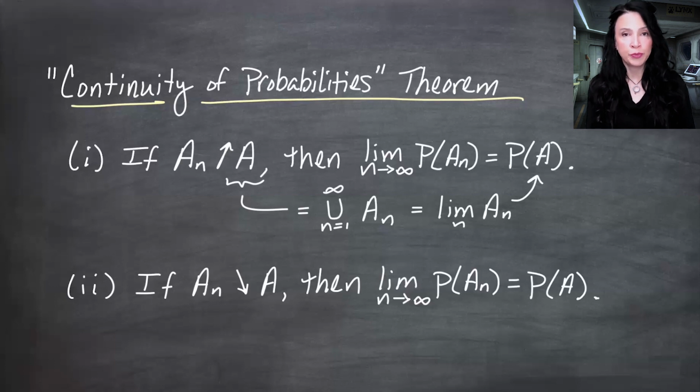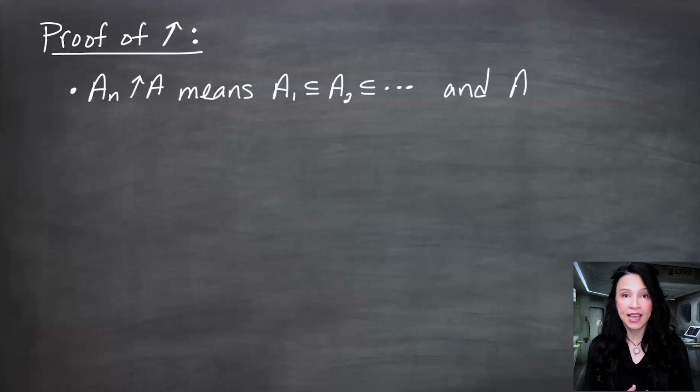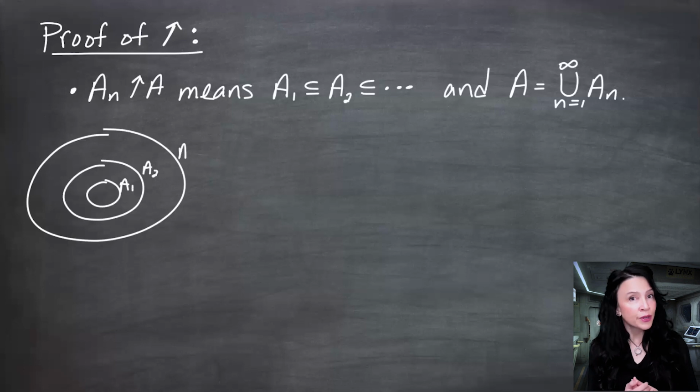Let's prove the first part of this theorem. Suppose we have a sequence of sets A_n increasing to a set A, and A is necessarily the union of the A_n's. So I've got like an A1, an A2, an A3 looking something like this. We're going to pull a very standard trick now.